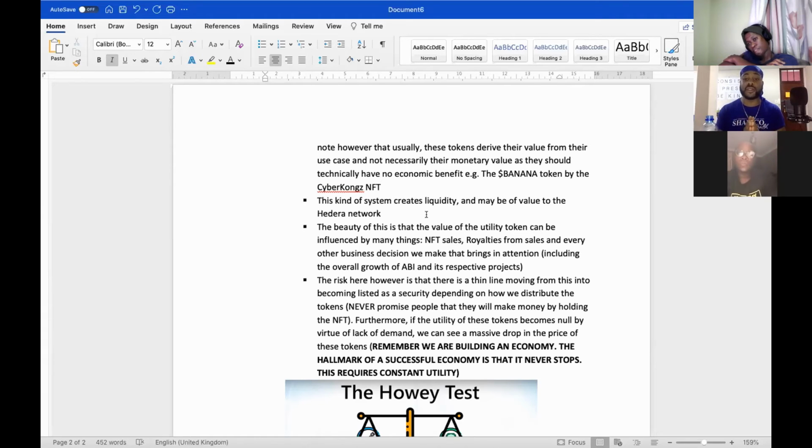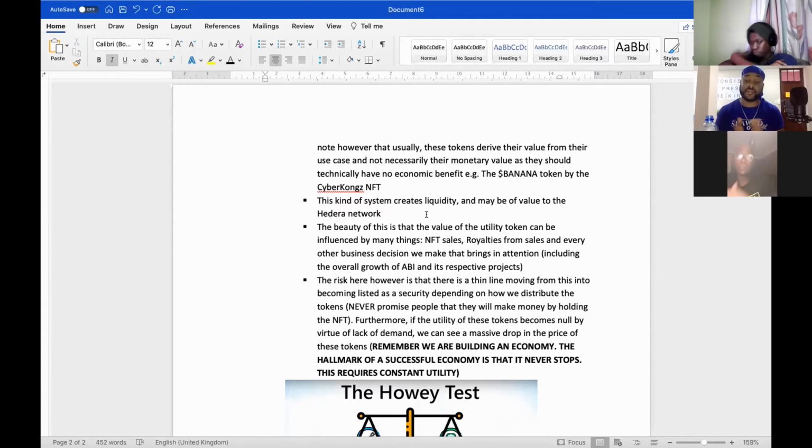So now the risk here is what I was speaking about with the whole security thing. The risk is that there's a very thin line that one can cross to becoming deemed as a security, depending on how we decide to distribute these tokens. So a very important thing is we must never promise people financial gains for holding a particular NFT, because that's when you start to cross that line. Further, if the utility of the tokens that we're creating becomes null by virtue of lack of demand, then we can see a massive drop in these tokens.